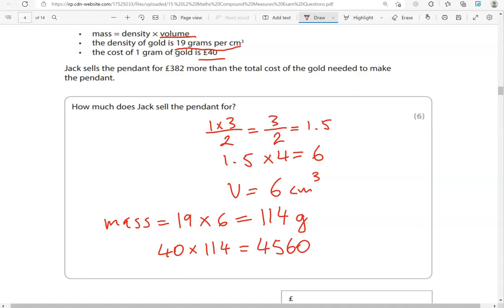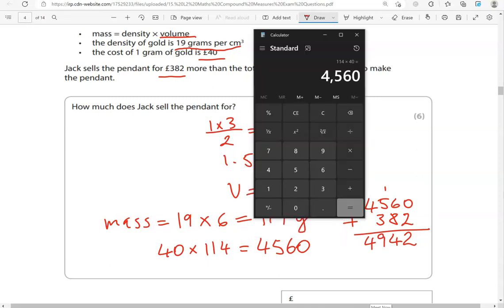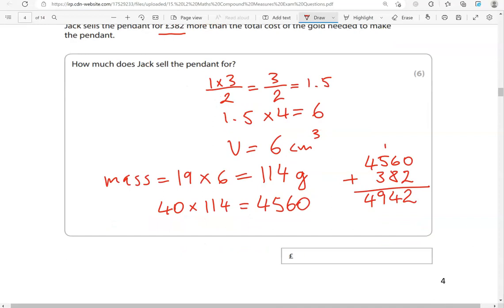He will sell it for £382 more. So we're going to do 4,560 plus 382. And you can double check with a calculator. And that is £4,942.